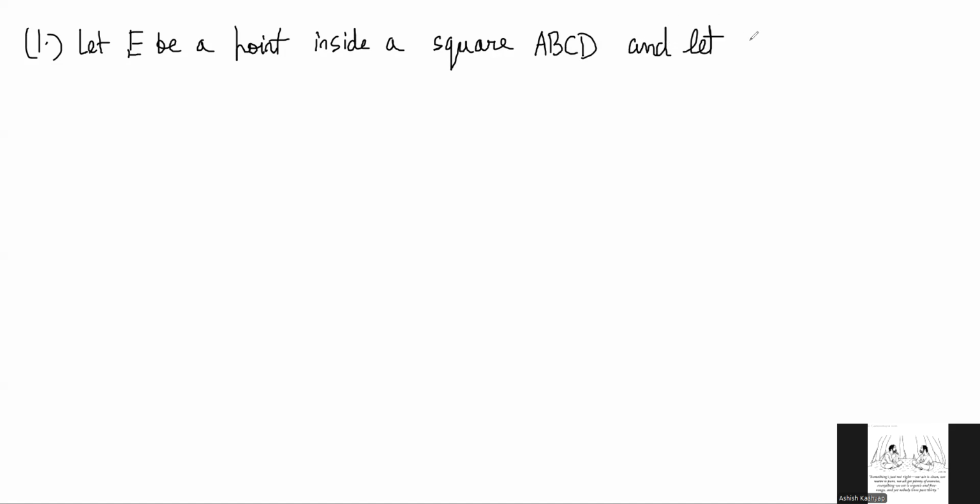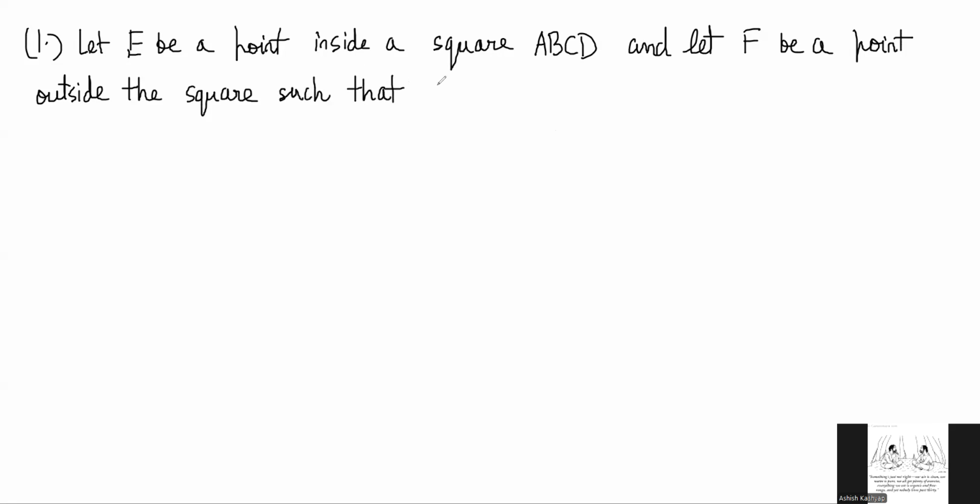Okay, so first question is this. Let E be a point inside a square ABCD, and let F be a point outside the square such that triangles ECB and CDF are equilateral.